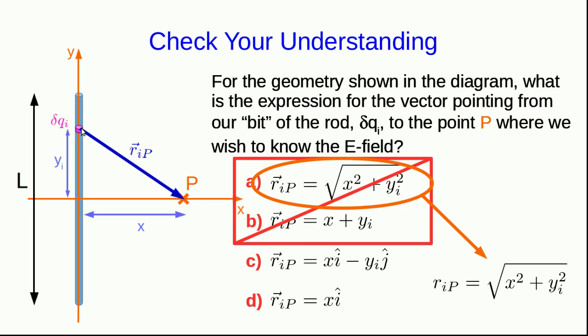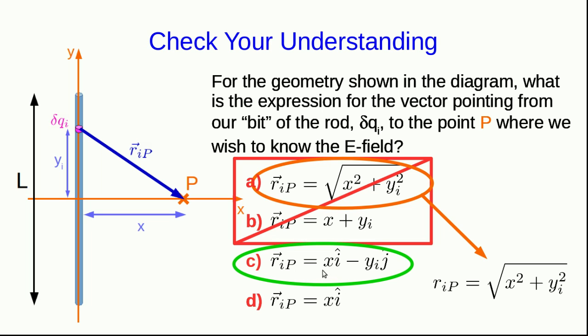The r_i vector, which is this arrow, goes over in the x direction, a distance we've just called x, and so its x component is just x. And it goes down in the y direction, a distance that we've called y_i, and so its y component is negative y_i. And so then stick those together to make it into a vector with your unit vectors, and there is the r_i vector.